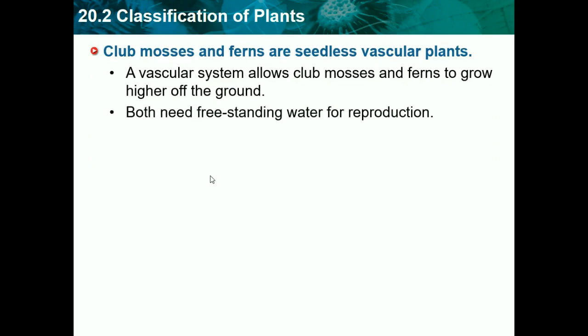A vascular system allows club mosses and ferns to grow higher off the ground. We don't need to know the specific plants, but we need to know the difference between a non-vascular and a vascular system. Vascular systems allow plants to grow higher off the ground because they can easily ship water and nutrients from the soil up to the leaves and the sugar from the leaves downward. But non-vascular plants don't have this shipment highway in their system, so they have to grow close to the ground, and they don't grow as tall or much. Both need freestanding water for reproduction.